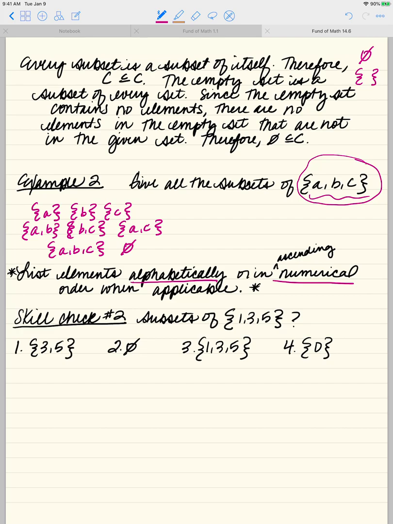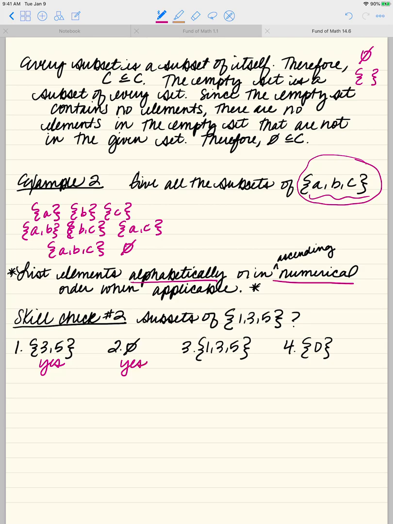All right, skill check number 2, which ones of these are subsets of a set that includes 1, 3, 5? So number 1, 3, 5, is that a subset of this set that contains 1, 3, 5? Yes. 3 and 5 are in 1, 3, and 5. Okay, number 2, the empty set. Is the empty set a subset of a set that has 1, 3, 5? Yes, because the empty set is a subset of every single set. So this is a yes.